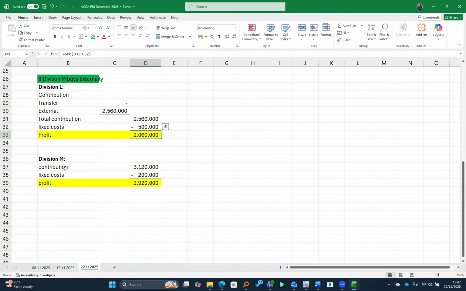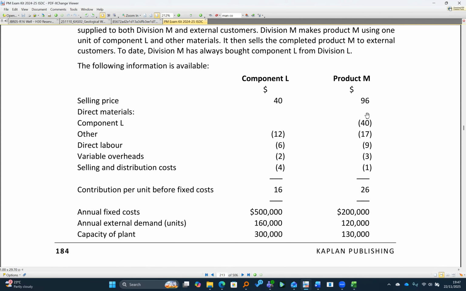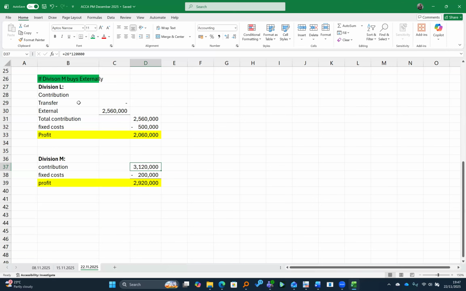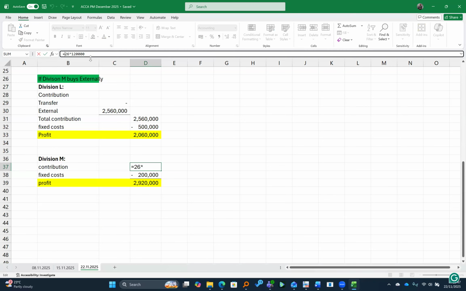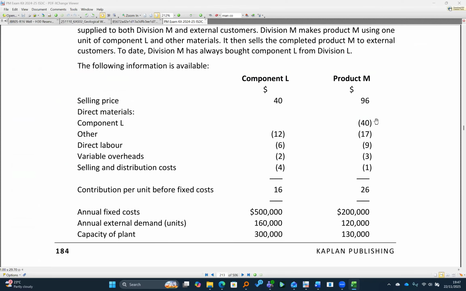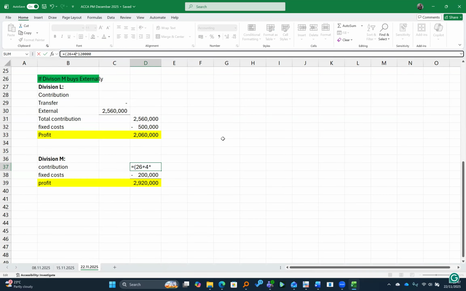Then for division M, its contribution is not going to be 26. Remember, this 26 is because they have bought this thing at 40. So the new contribution will be the 26 that we have now. We are going to add back this 40 and then remove that 7. Basically, we are adjusting it to not be 26.